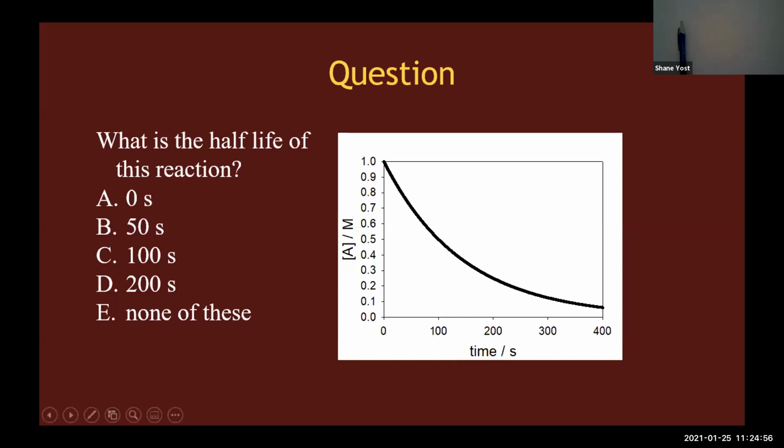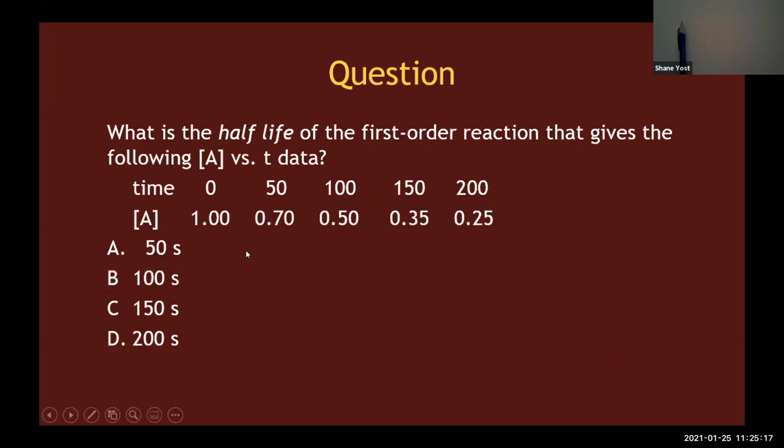So what do people think? Yeah, C, right? A lot of people saying C online and C in class. And that's true, right? Half my initial concentration is 1, half of that is 0.5. To get to half of that concentration, I'm basically at 100 seconds. All right, so C here, 100 seconds is the half-life of that reaction.